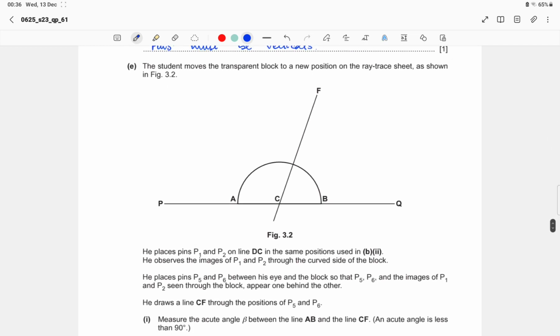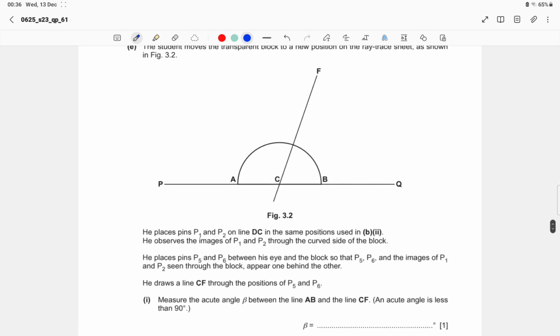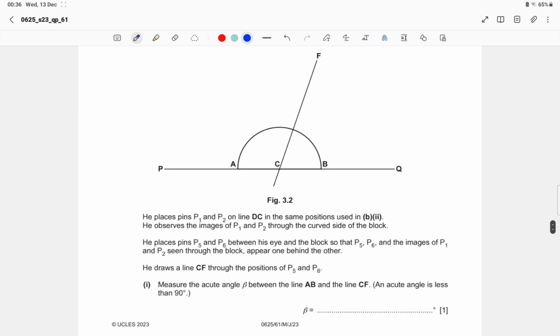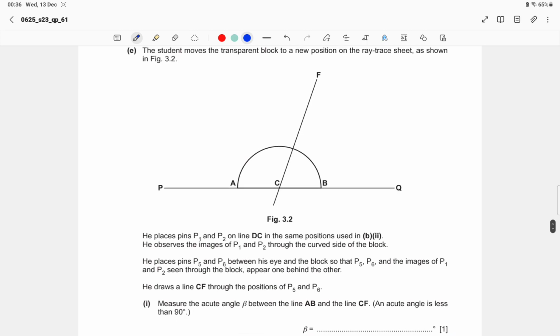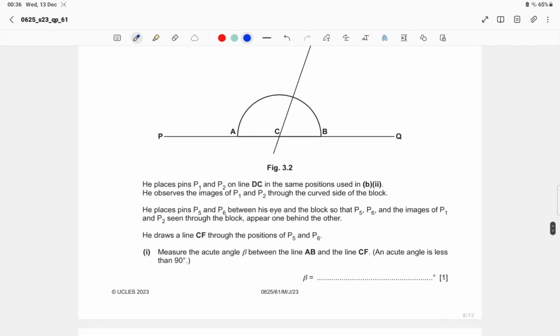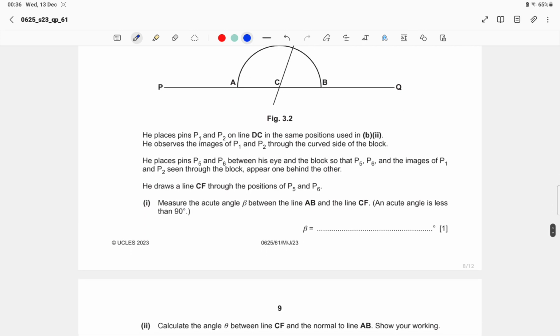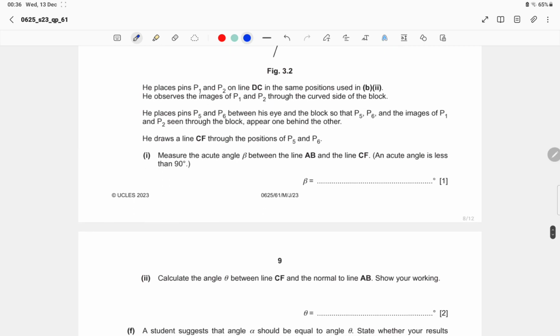The student moves the transparent block to a new position on the ray sheet as shown in figure 3.2. So now he has changed this position. He places P1, P2 on line DC in the same position used in B2. He observes the images of P1 and P2 through the curved side of the block. He places P5, P6 between his eyes and the block so that P5, P6 and the images of P1 and P2 seen through the block appear one behind the other. He draws a line CF through the position P5 and P6.